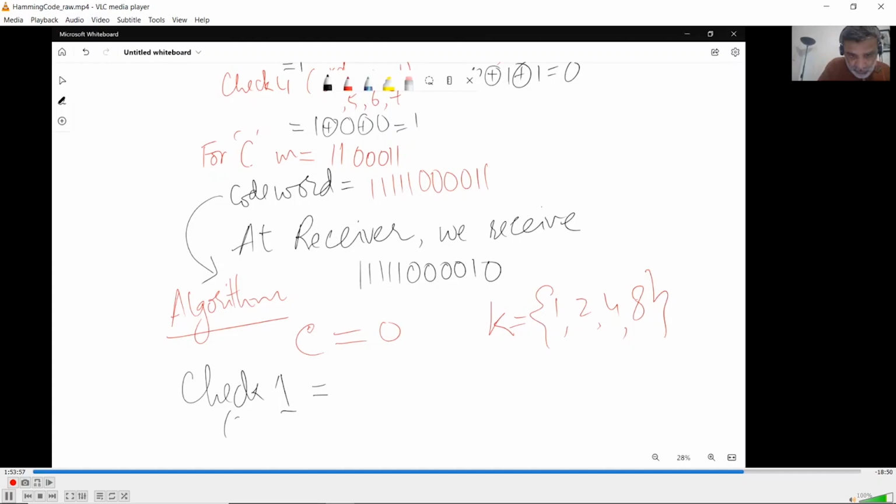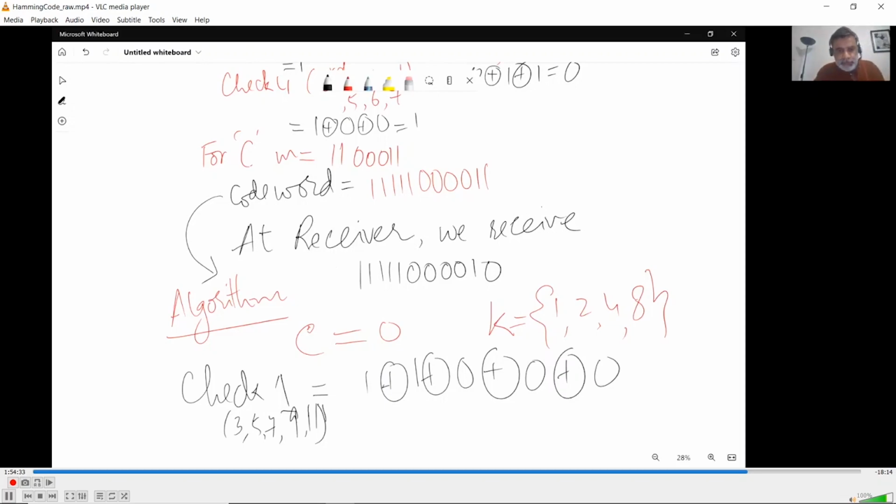I would just write it quickly because you know already 3, 5, 7, 9, 11, these are where the least significant bit is 1. So we would see here, third is 1, exclusive or 5, which is again 1. Then exclusive or of the seventh position, which is 0. Then exclusive or of the ninth position, which is again 0, and then of 11th, which is again 0. Okay, now we do that.